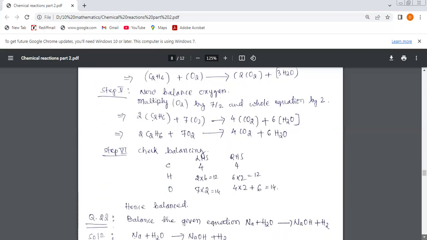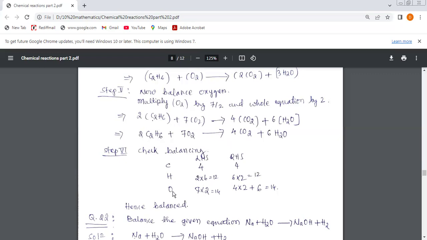Now the balancing is over. Check the balancing of the equation. Carbon on the LHS, how many carbons are there? 2 into 2, 4 is there. And on the product side, here 4 carbon atoms are there. So 4 is right. Then hydrogen atoms you have to balance. So it is 2 into H6, so 2 into 6 is 12. And on the product side, 6 into 2 is 12. So hydrogen is also balanced.